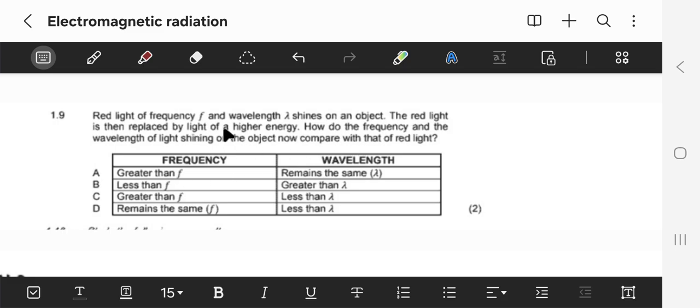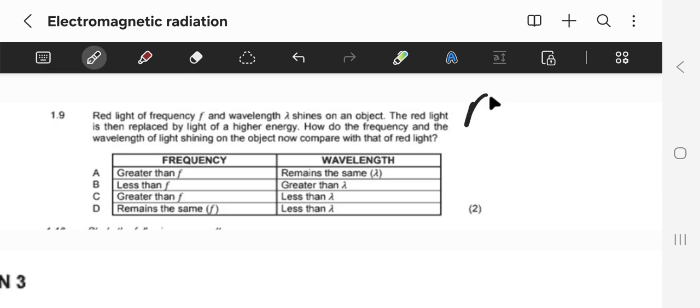Okay, for us to answer this question, guys, we have to firstly understand the relationship between frequency and wavelength, and we say that relationship is inversely proportional. So now we are told that this red light is replaced with a light of higher frequency, and if that light is having a higher frequency, that means that if the frequency of that light has increased, the wavelength has now decreased.